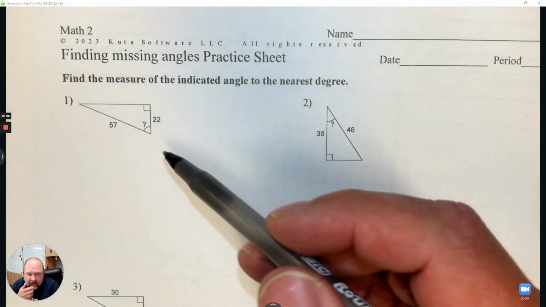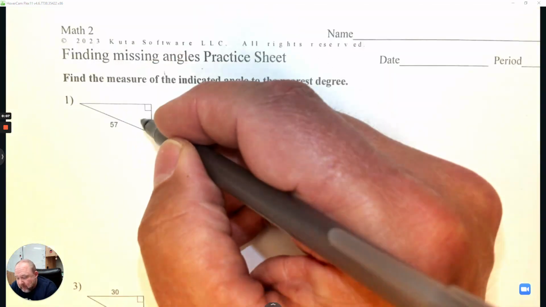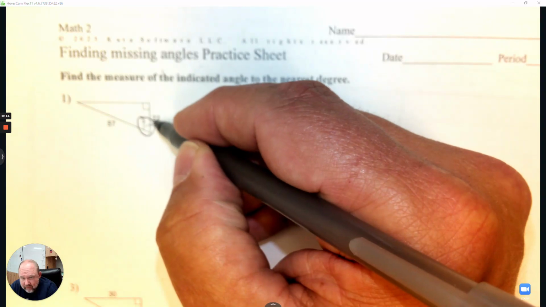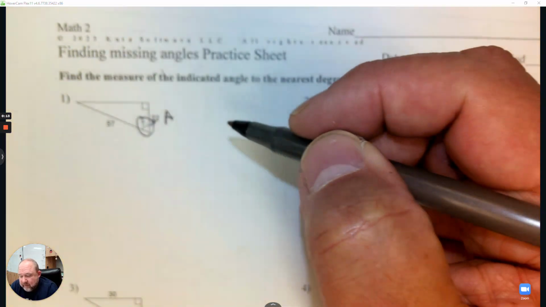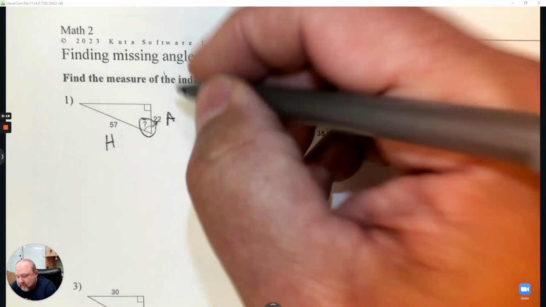These are the solutions to finding missing angles. So I want you to circle the angle with me and then label the sides first. So 22 is adjacent to that angle, and 57 is the longest side, which is the hypotenuse.